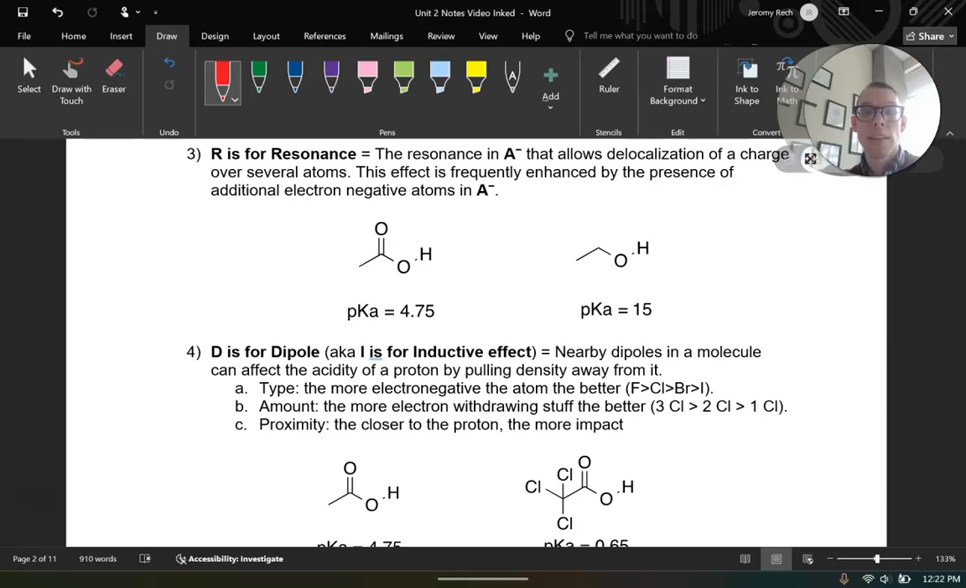So in terms of resonance, if we think of, for example, two different structures here, our first a carboxylic acid and our second just an alcohol, I have pKa values underneath each of those, and you'll see the pKa value of our carboxylic acid is around 5. Here it's 4.75. And the pKa here of our alcohol is 15, right around water, which makes sense because it's very similar to water, just has a carbon rather than a hydrogen on the left side there.